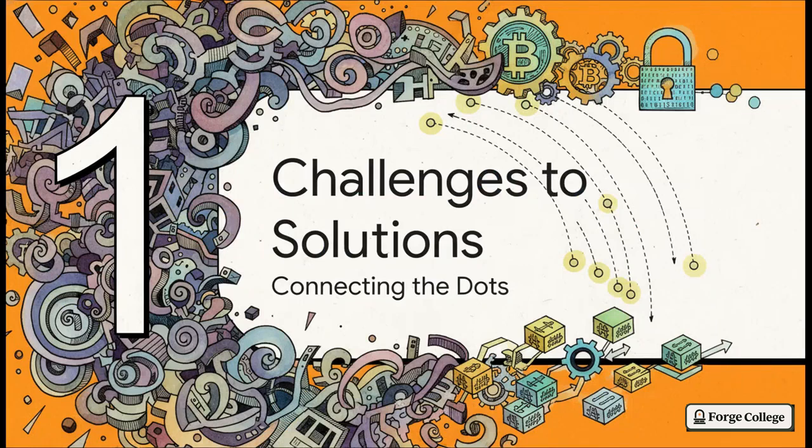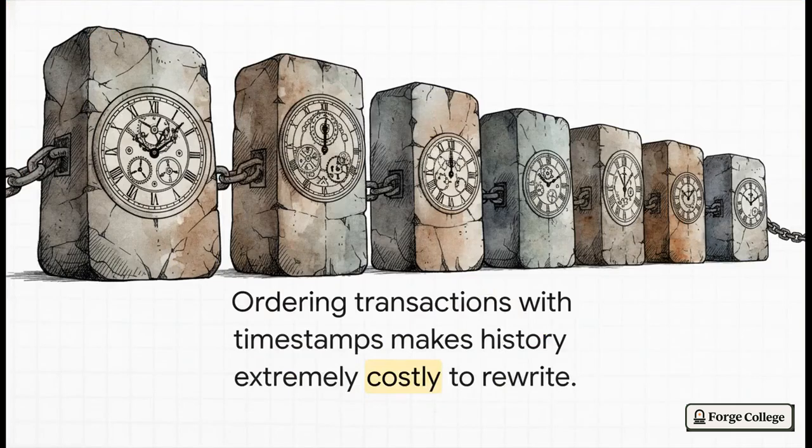All right, part 1, challenges to solutions, connecting the dots. We're moving straight from those abstract problems we talked about last time into the real, concrete, cryptographic solutions that Satoshi proposed. The big idea here is creating a shared ledger without needing a central boss, simply by mathematically ordering transactions. Because think about it, how do you get a globally decentralized network of computers to agree on who sent what to whom and exactly when? Well, you order the transactions with timestamps, and then you make that history incredibly, ridiculously costly to rewrite. If an attacker literally can't fake the order of events, they simply can't cheat the system.